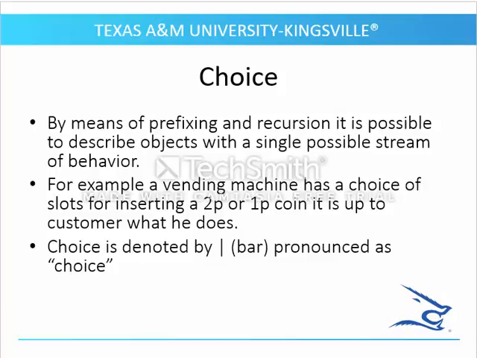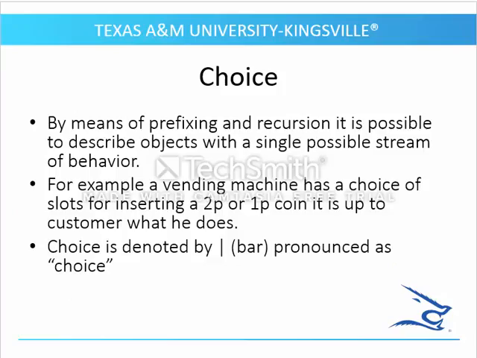Now let's look at the concept in CSP called choice. By means of prefixing and recursion, it is possible to describe an object with a single possible stream of behaviors. For example, a vending machine has a choice of slot for inserting two pennies or one penny. It is up to the customer what he does. Choice is denoted by a vertical line that is called bar and pronounced as choice.